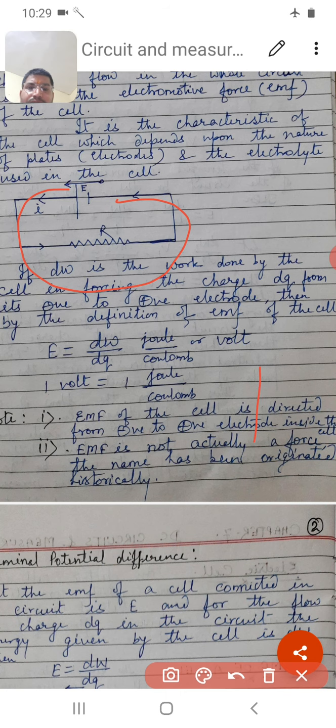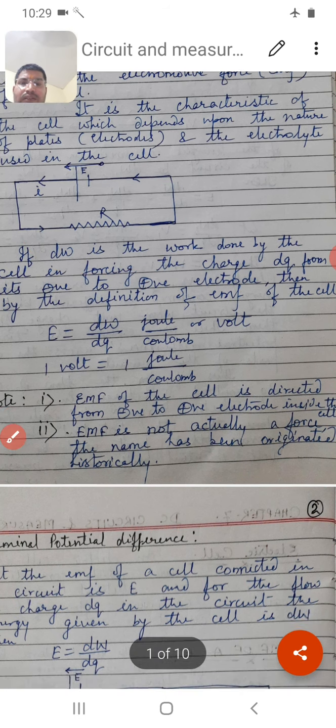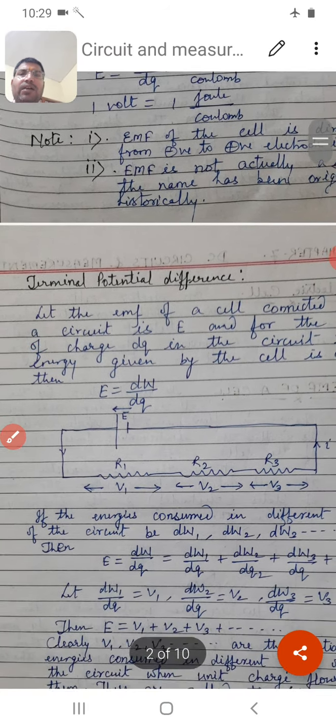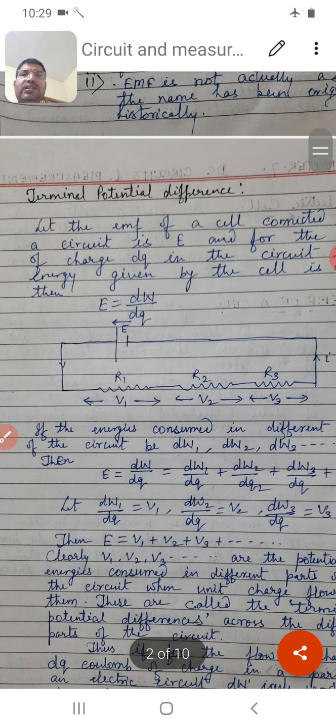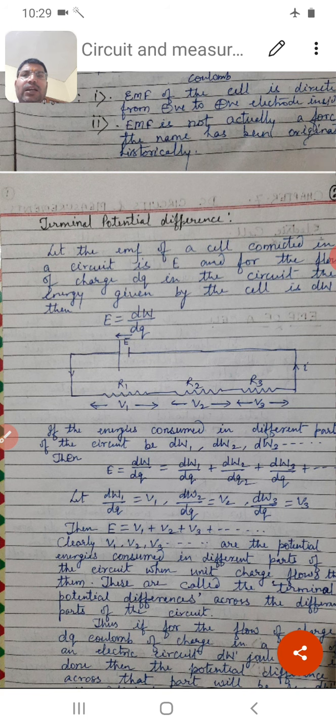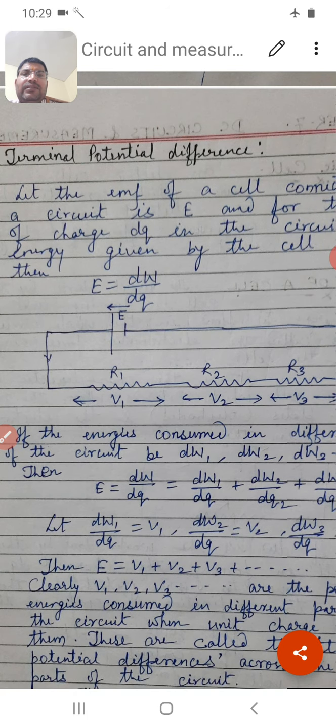Now come to the next topic, terminal potential difference. What is terminal potential difference? Actually, the potential difference across the two terminals of the cell when it is in closed circuit, means when it is supplying electric current in the external resistance, then the potential difference between the two terminals of the cell is called terminal potential difference.